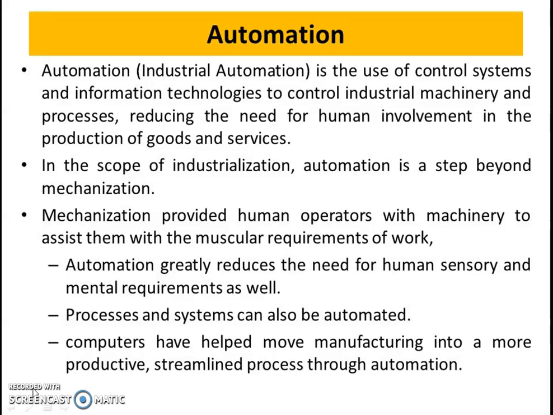And this is what automation is about. Processes and systems can also be automated. That's the automation in the automobile industry we are talking about. And computers have helped turn manufacturing into a more productive, streamlined process through automation.